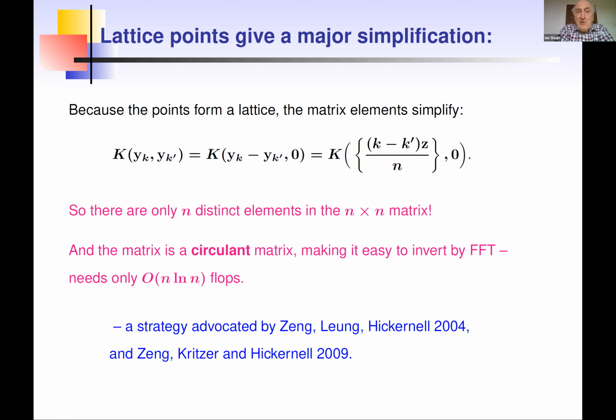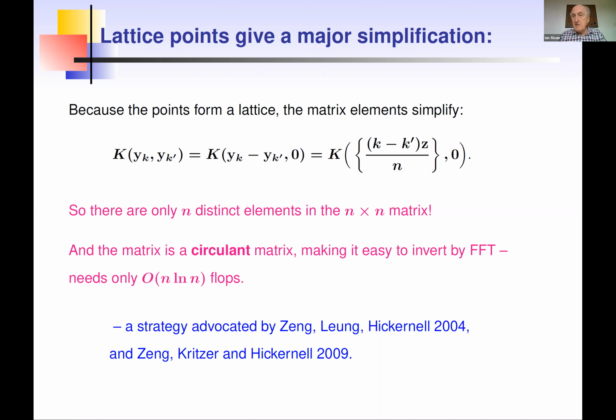So because the points form a lattice, the matrix elements simplify. There's a shift invariance property: the entry depends only on k minus k prime. So the point is there are only N distinct elements in this N by N matrix. And moreover, each row is the same. Each column is the same, just shifted along by 1. It's what is called a circulant matrix.